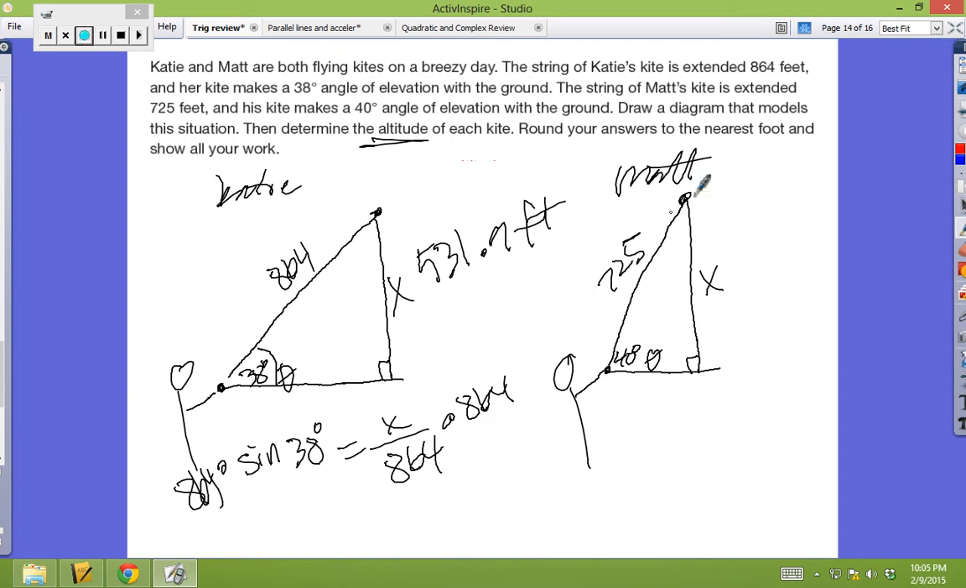Matt's kite, so it's not as far out, but it's on a steeper angle, so let's see how far his is off the ground. So sine of 40 degrees is equal to x over 725. So times both sides by 725. 725 times the sine of 40. So Matt's is 466 feet off the ground.